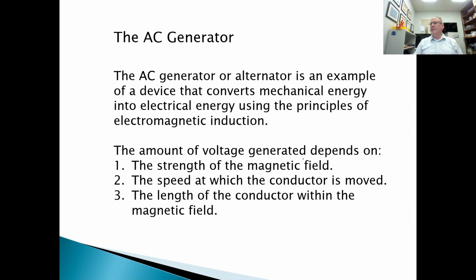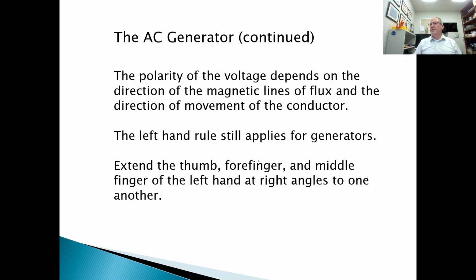All right. Now, an AC generator or an alternator is an example of a device that converts mechanical energy into electrical energy. And the voltage depends, again, on the strength of the magnetic field, the speed that the conductor is moved, and then the length of the conductor within the magnetic field. And then the polarity of the voltage depends on the direction of the flux lines and the direction of the movement. And the left-hand rule still applies.